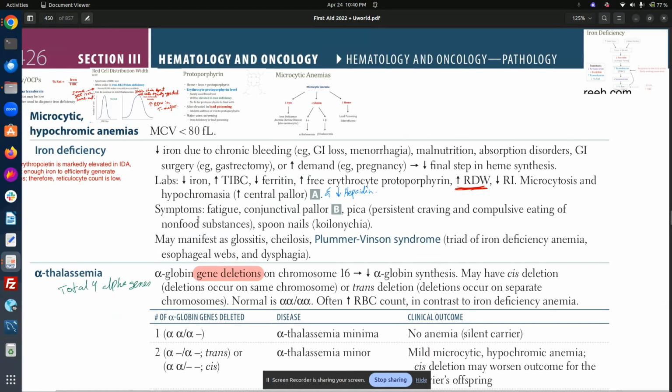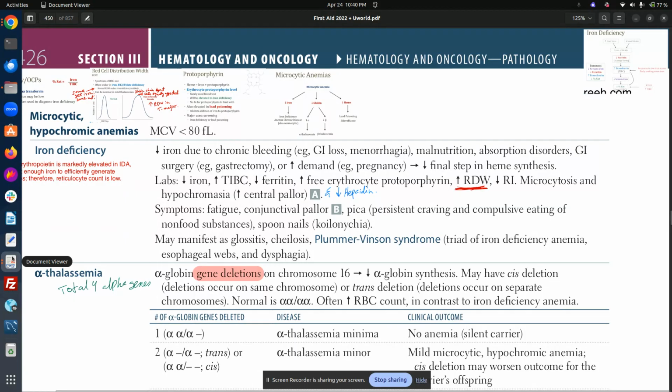Now, what would be the symptoms? Number one is fatigue, conjunctival pallor, and pica, which is very important. What is pica? The persistent craving and compulsive eating of non-food substances. And spoon nails, koilonychia. Spoon-shaped nails, also concave type of nails. This is called koilonychia.